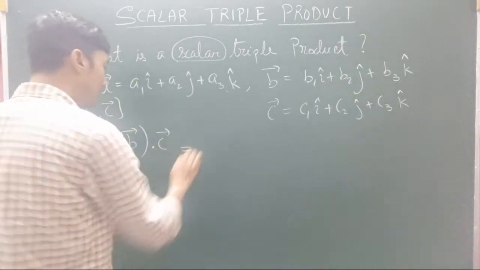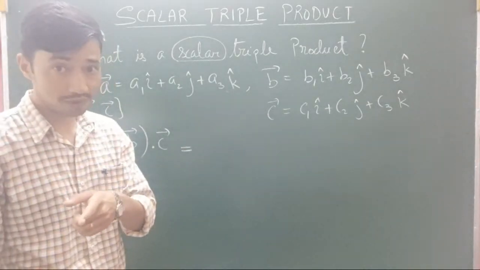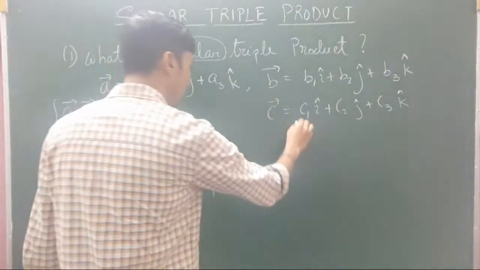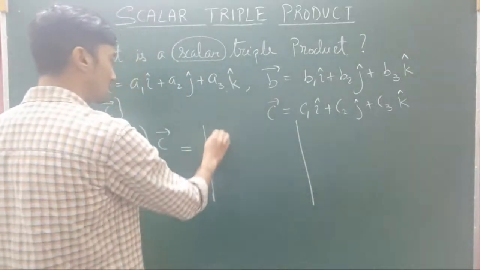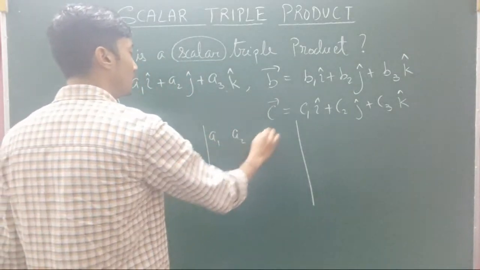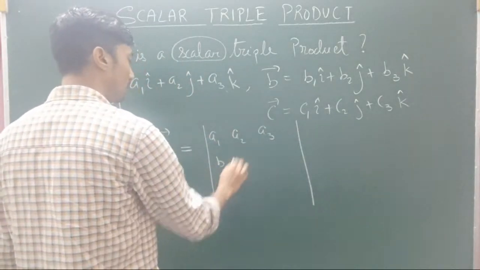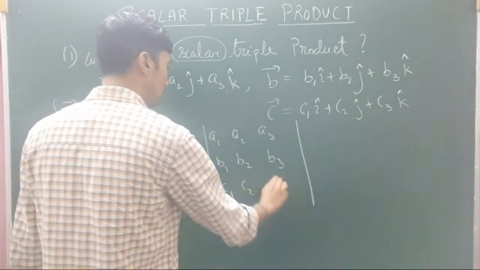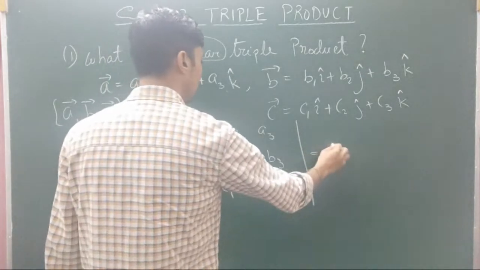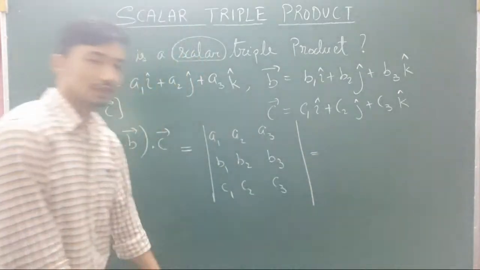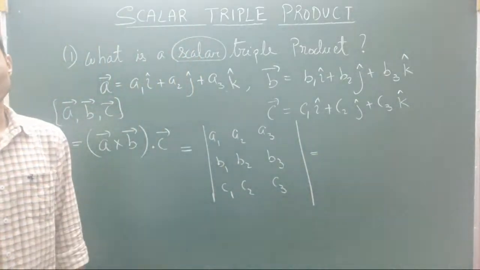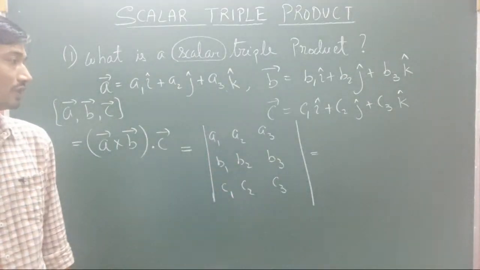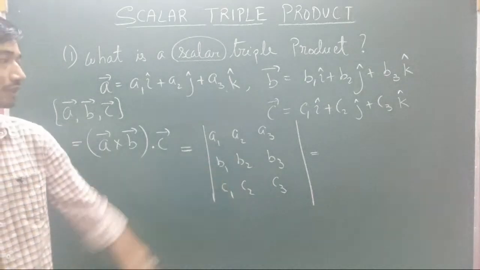It will be simply, do you remember determinants? I hope you remember determinants. It's going to be exactly that. We are just going to write down the coefficients of the three vectors, that is, A1, A2, A3, B1, B2, B3, C1, C2, C3, and get its determinant. That's how simple it is. Scalar triple product: just write out the coefficients of the three vectors given to you and find its determinant.